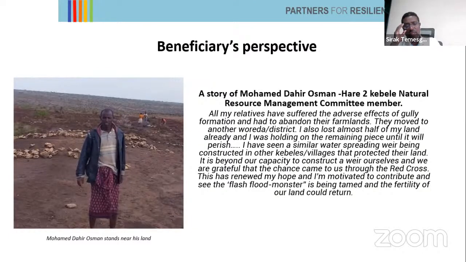As I indicated, many people have been displaced by the degradation, and a relative of this person, Muhammad Dahir Usman, has already been relocated, displaced, because the land was no longer productive. We supported the construction of a water spreading weir, and he was expressing here his feeling, happiness and hope that he is going to stay on his land now because the land is restored.